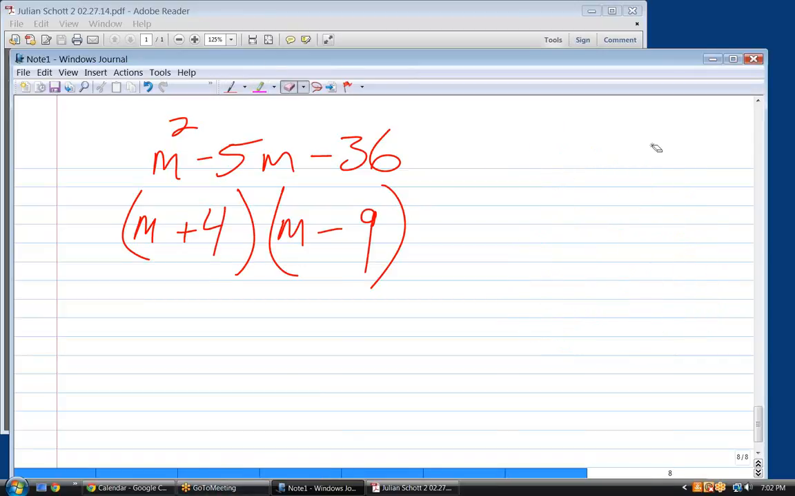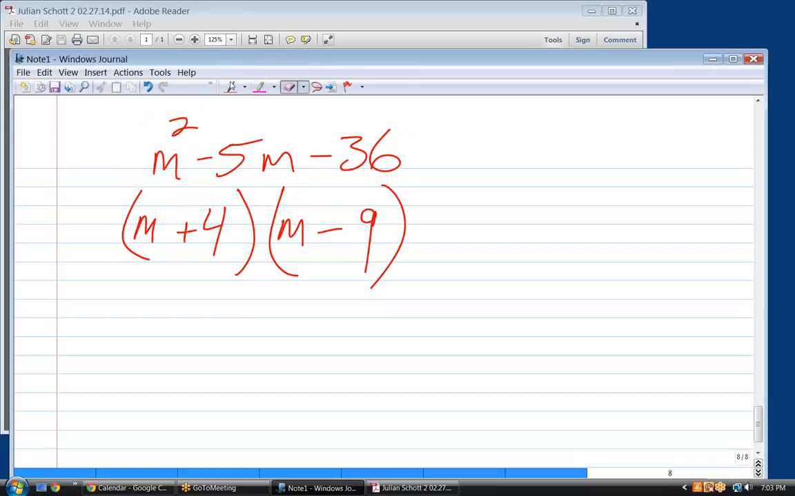That's step 3. Step 4. I'm not done yet because I really need to check my middle term to see if it's correct. I don't need to check this term. I know that's correct. When I designed this, I set it up so that that would be m squared and it's m and m. I also know that that's correct. All of my effort was done to get that to be minus 36.